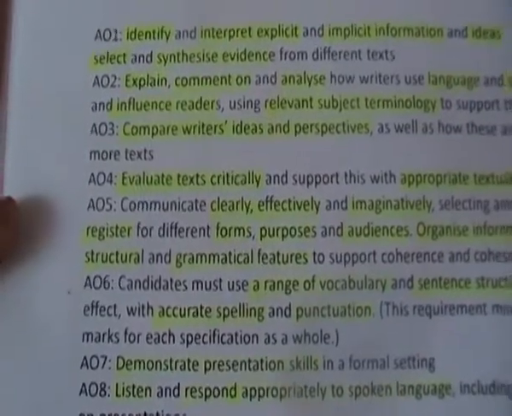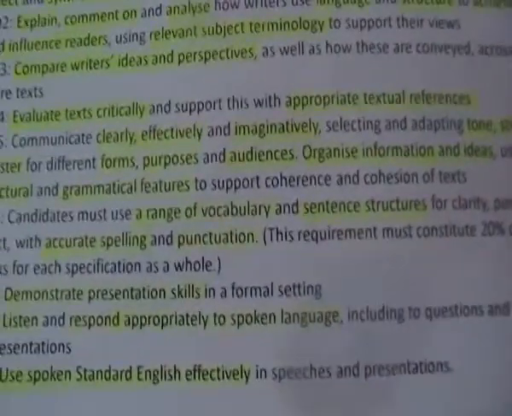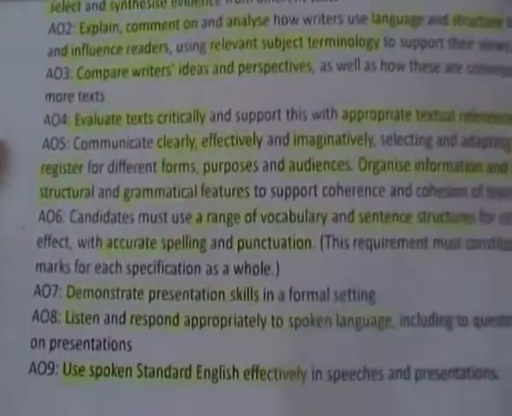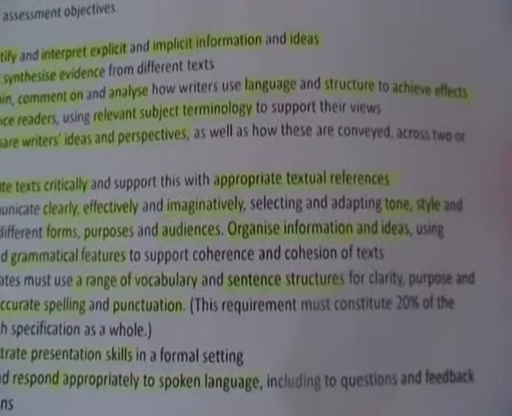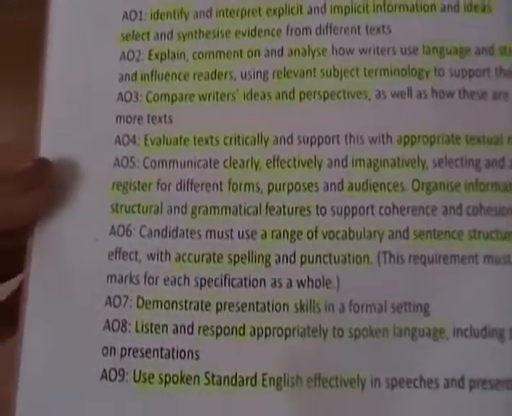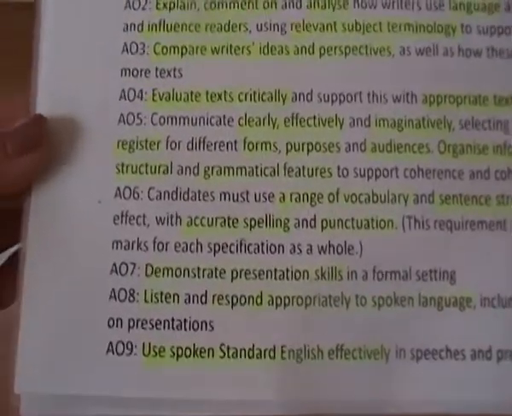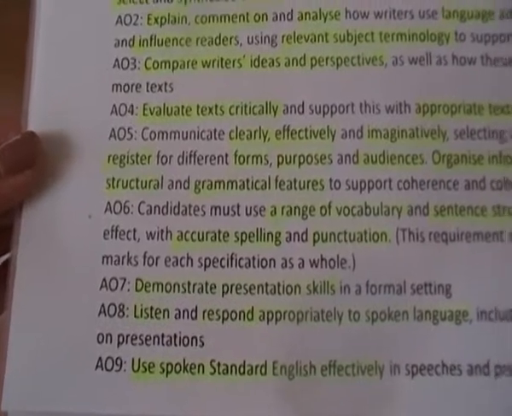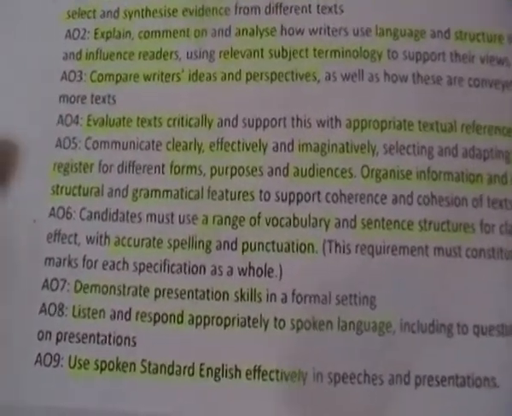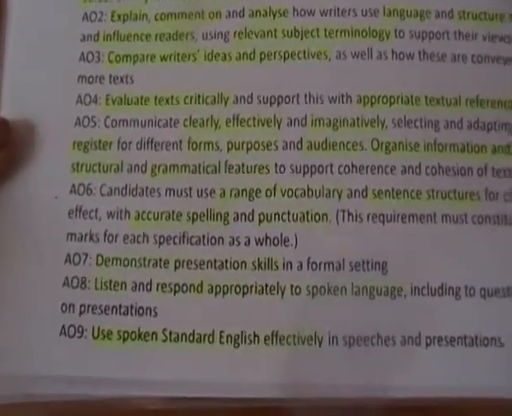So when you're writing your transactional piece, we're looking at this AO5: communicate clearly, effectively and imaginatively, adapting tone and style for different forms, purposes and audiences, and organising your information and ideas using structural and grammatical features. And as you also know, you're going to be marked on AO6 in your creative piece: the range of vocabulary and sentence structures, punctuation and spelling.